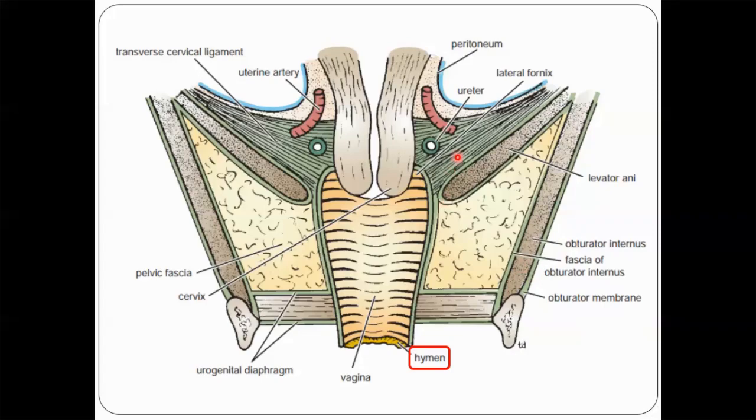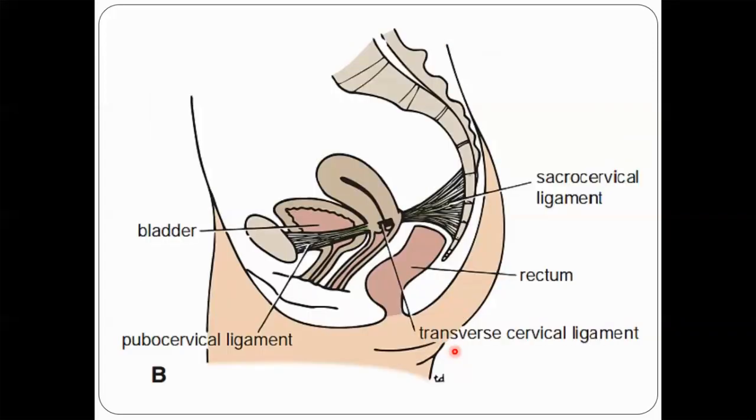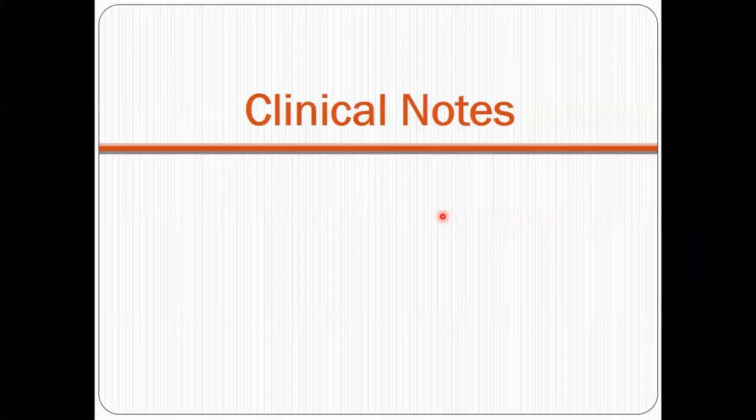Here, the upper part is supported by the transverse cervical ligament أو cardinal ligament and the fibers of the levator ani من قدام ومن وراء the pubocervical and sacrocervical ligaments respectively. هنا middle part supported by the urogenital diaphragm and the lower part posterior supported by the perineal body. Here sagittal section showing the pubocervical and sacrocervical ligaments which also support the vagina.